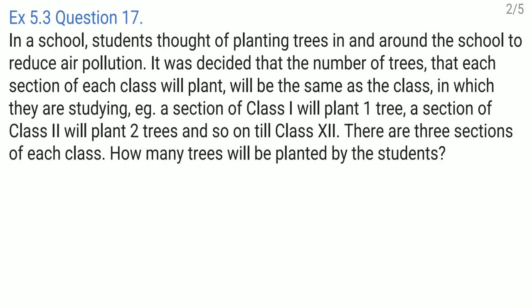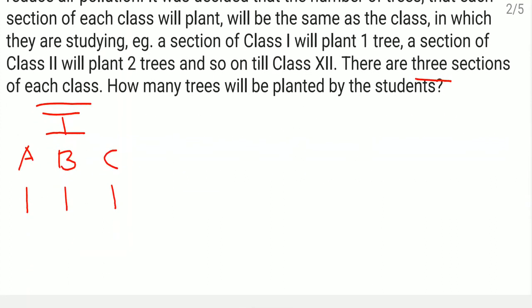There are 3 sections of each class. How many trees will be planted by the students? Just try to understand here. Here class 1 I am writing, and for class 1 there are 3 sections: section A, section B and section C. So section A will plant 1 tree, section B will plant 1 tree and section C will plant 1 tree. It means that all together class 1 students will plant how many trees? 3 trees.